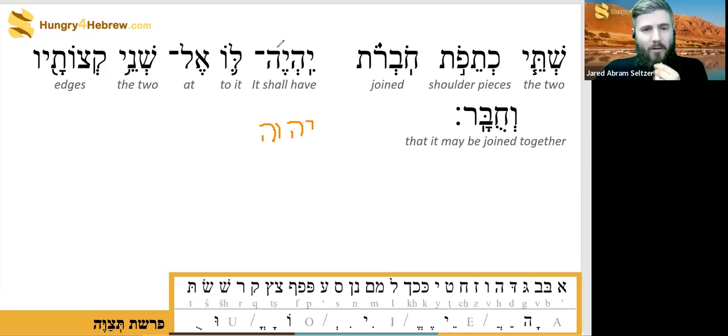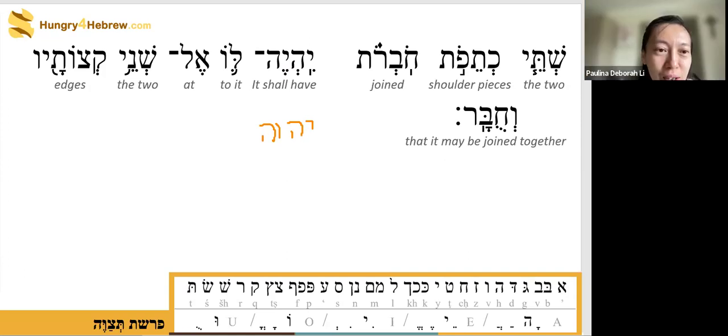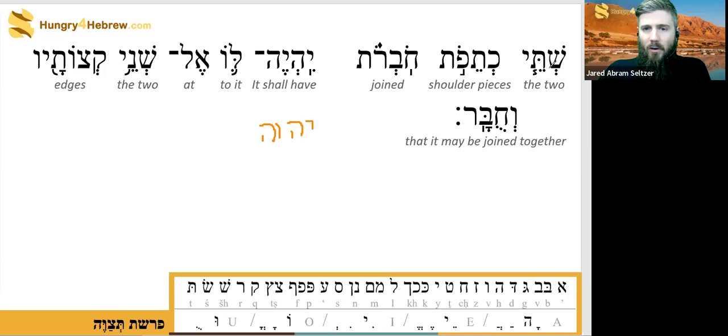Very good. Lo, El, Shnei, Ketzotav, Vechubar. Very good. Shtei, or actually it's technically an audible shva, shtei, but nobody in Israel says that. Shtei is way easier to say.